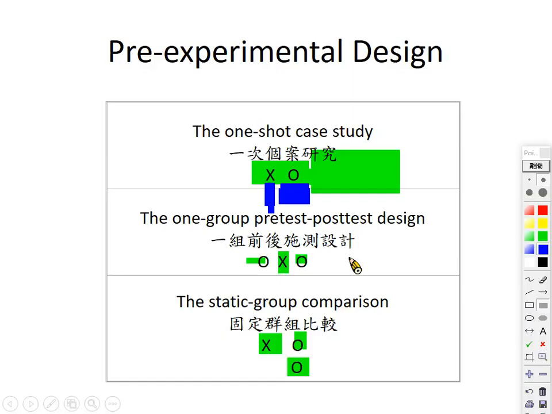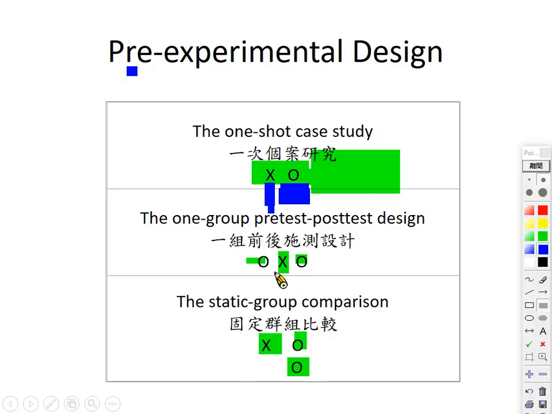The one group pre-test, post-test design. It is a non-experimental design. There's another term for this. We call it non-experimental design, N-O-N, non-experimental design. So they are not for experiment. Since they are not for experiment, they do not need a control group. So they do not have a control group.